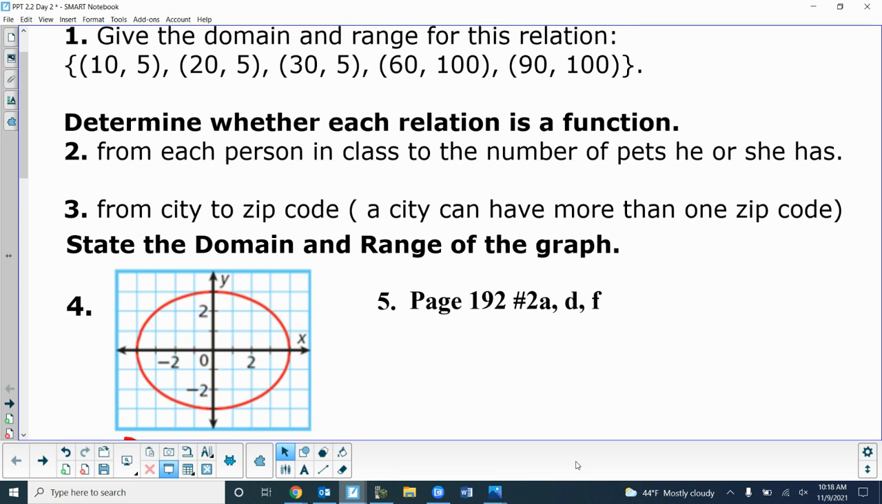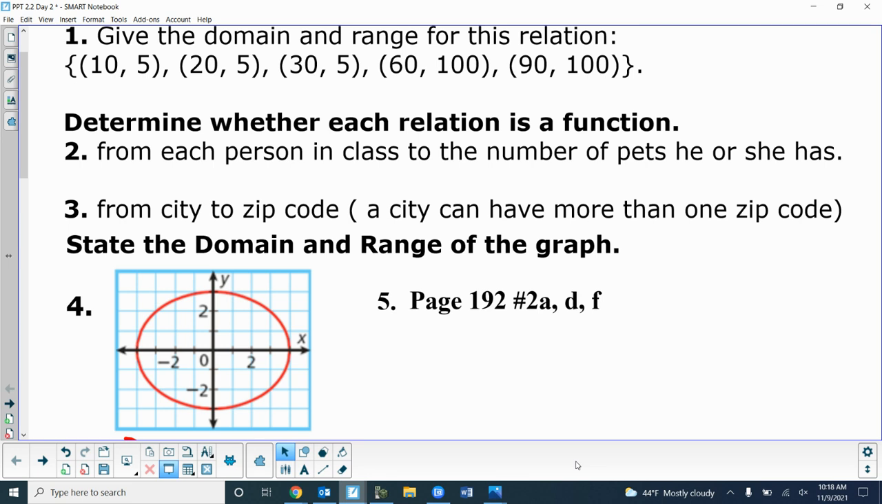Listen, please. Well, you see here. So the domain is definitely 10, and then 20, and then 30, and then 9. Good. The X values, right? 10, 20, 30, 60, 90. What's the range, Ryan? 500. For Y, it's 5 and 100. Easy stuff, right?